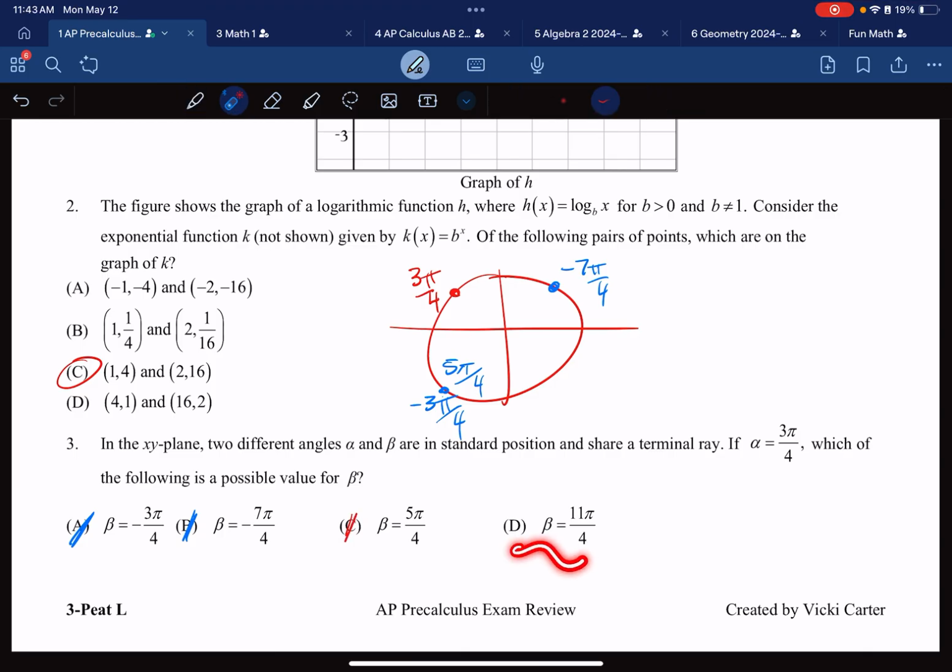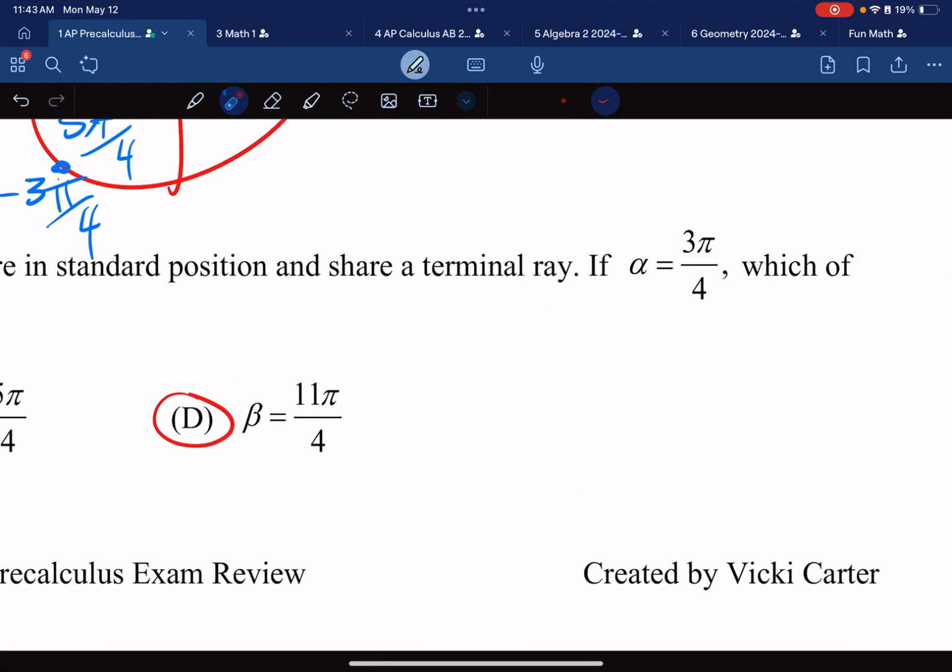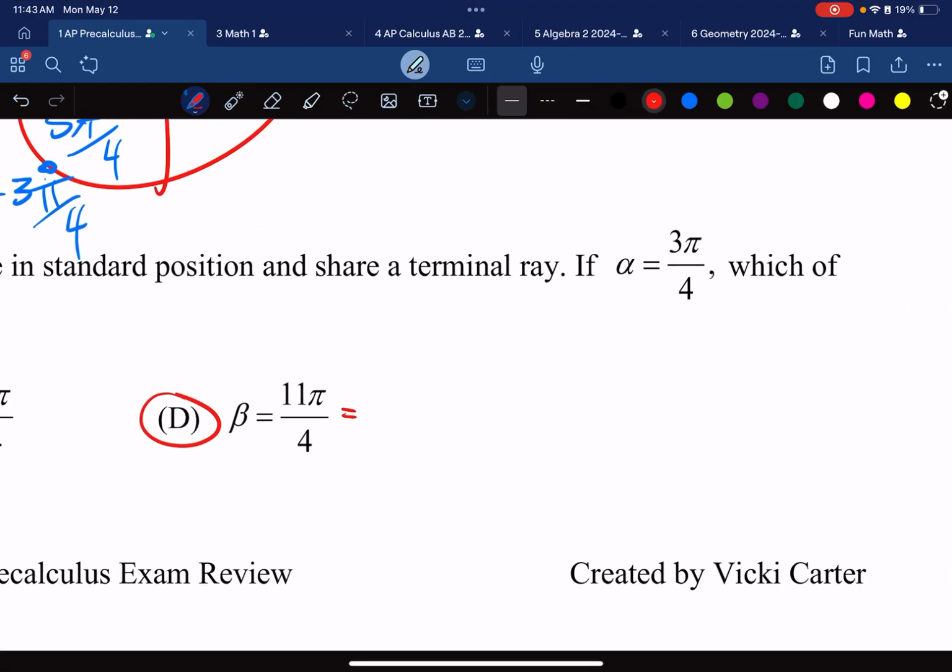It must be by process of elimination. It must be D, but let's talk about why. 11 pi over 4 is not a standard position between 0 and pi. They must have added a whole unit of pi, and I think that's what they did, because I think this is the same thing as 3 pi over 4 plus 2 pi. Because remember, 2 pi doesn't have the same denominator, so I can multiply the numerator and denominator by 4 and 4 to get that common denominator 4, and that's going to turn into an 8 pi over 4.